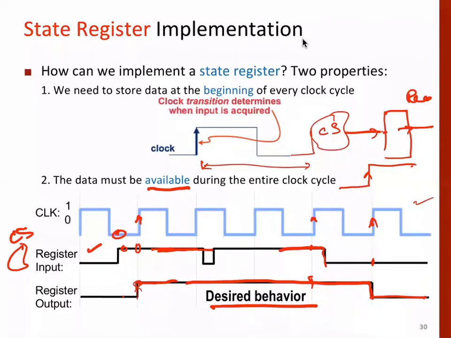And then note that the register input is 1 at all these edges, so the output remains 1. Only at this point, the register input is 0, so the output of the register becomes 0. So this is the desirable behavior.